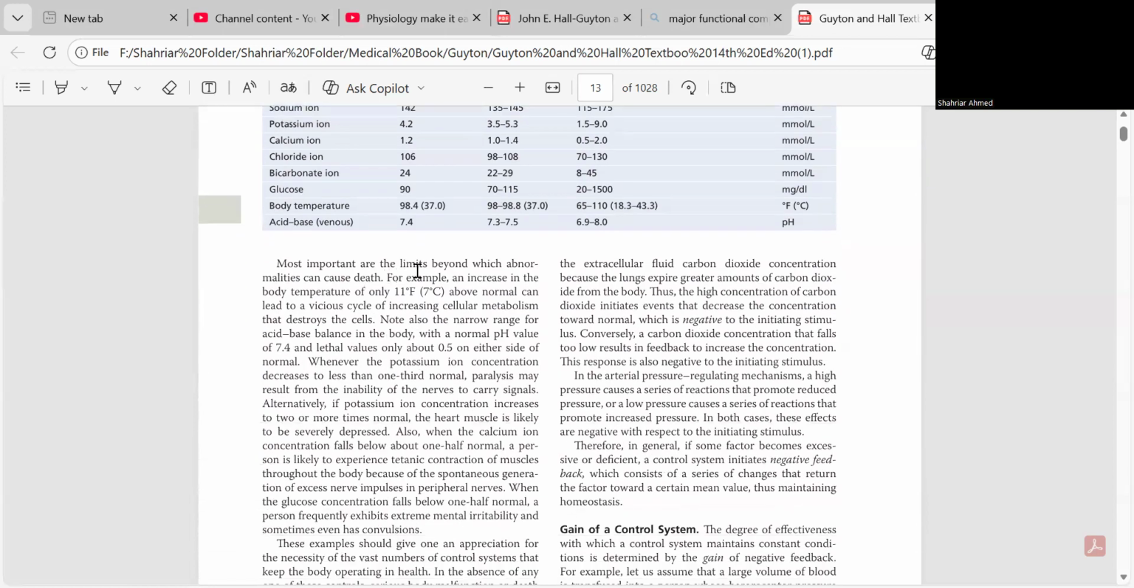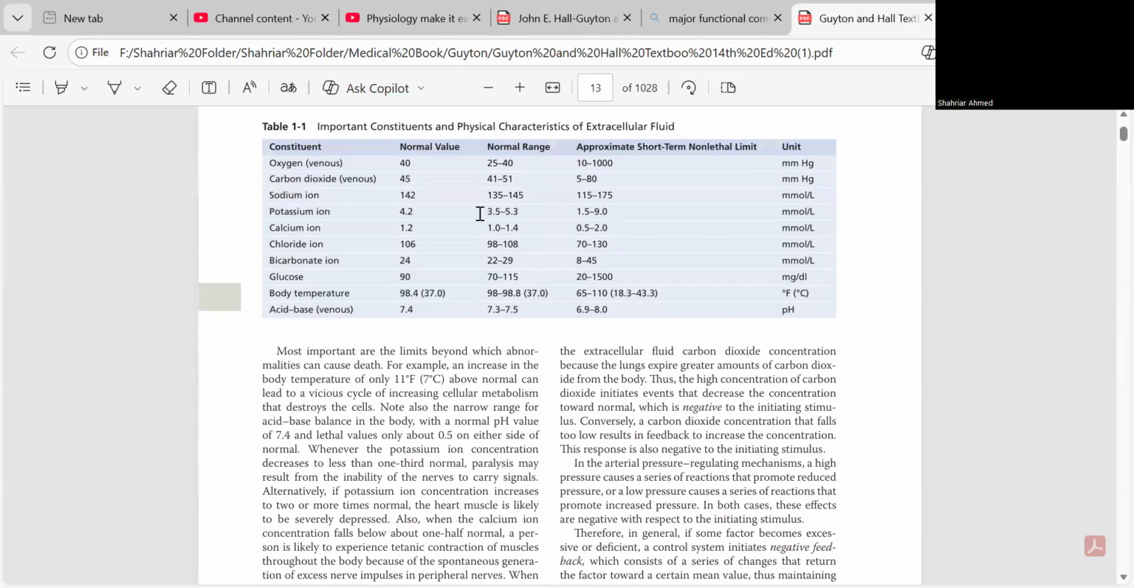Most important are the limits beyond which abnormalities can cause death. For example, if you see potassium ion, 3.5 to 5.3, more than 5.3 will be harmful for the body, and less than 3.5 will be harmful for the body. If temperature is decreased, it is hypothermia, and it may cause death.